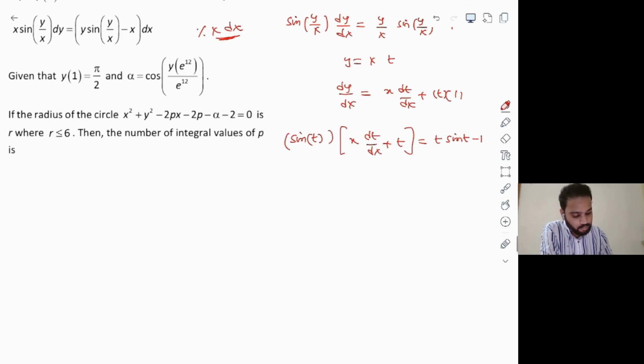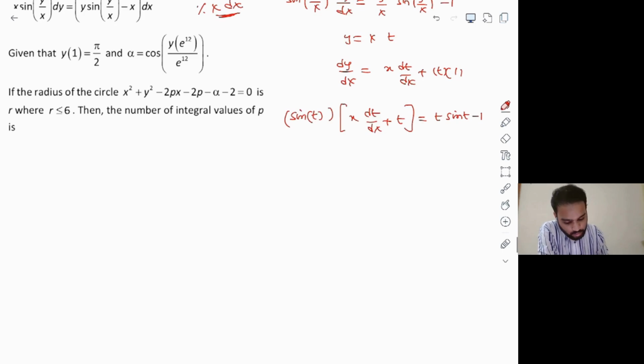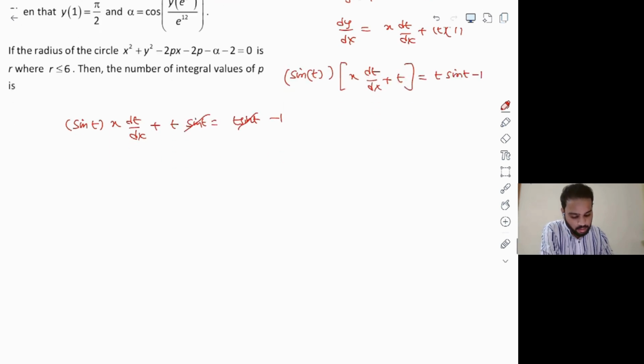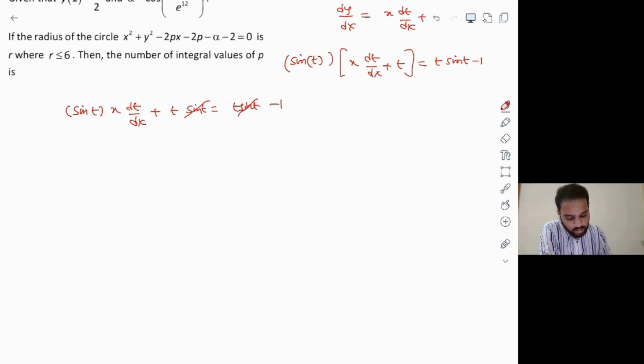So if you completely expand, let's see what we are getting here. This will be sin t into x into dt/dx plus t into sin t is equal to t into sin t minus 1. So the advantage is this is getting cancelled. Now you can directly separate the variables here, right? I can write this as sin t into dt, and I can send that dx and x to the right side, which will give us minus of dx divided by x.